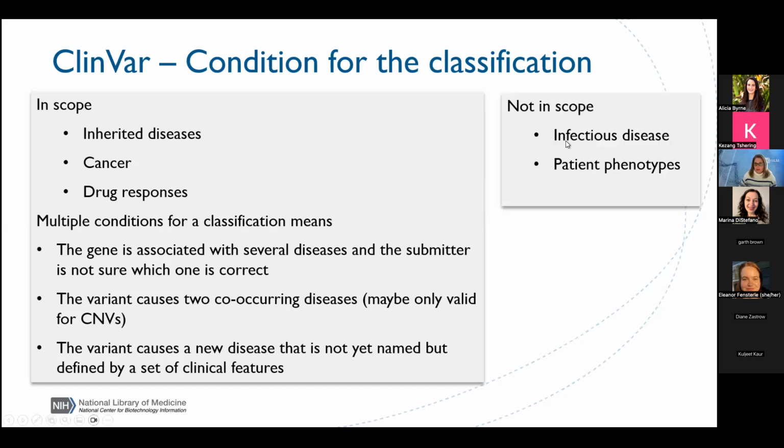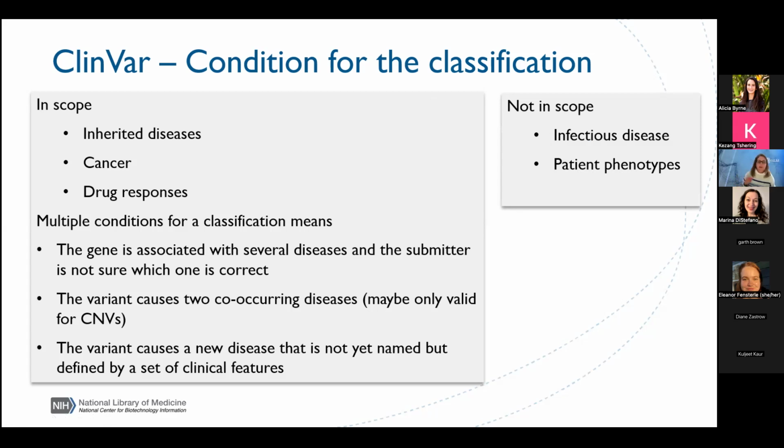So there are a few things that are not in scope for conditions that a variant in ClinVar would be classified for. We don't take infectious diseases, so genetic variants do not cause infectious disease. You might see susceptibility to an infectious disease. So you might see variants that cause susceptibility to, say, malaria or COVID-19. And we don't expect variants to be classified for patient phenotypes.